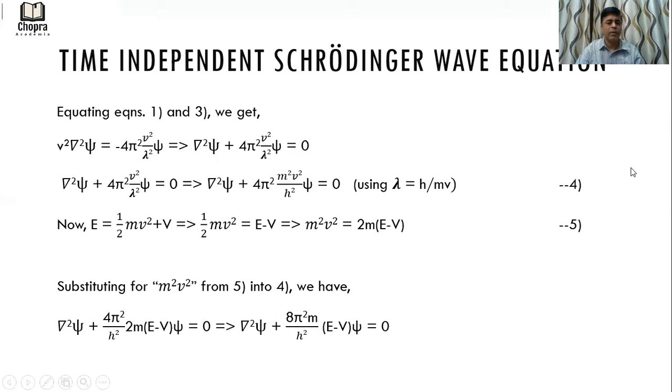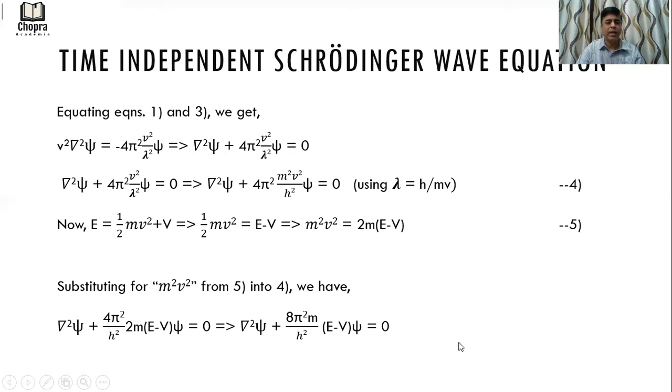Now we know that total energy is a contribution from kinetic energy and potential energy. So E is equal to half mv square plus V. So I can write half mv square equal to E minus V, or I can also write m square v square is equal to 2m times E minus V. Why did I do that? Because I want to substitute for m square v square into equation number 4. After doing that substitution for m square v square, I get this equation to be grad square psi plus 4 pi square by h square 2m E minus V psi equal to 0, which implies grad square psi plus 8 pi square m by h square E minus V psi equal to 0.